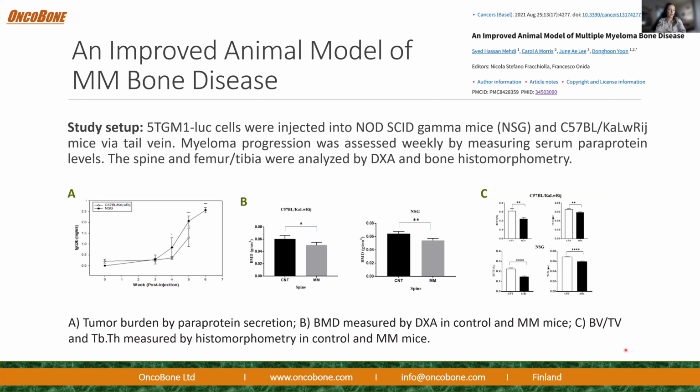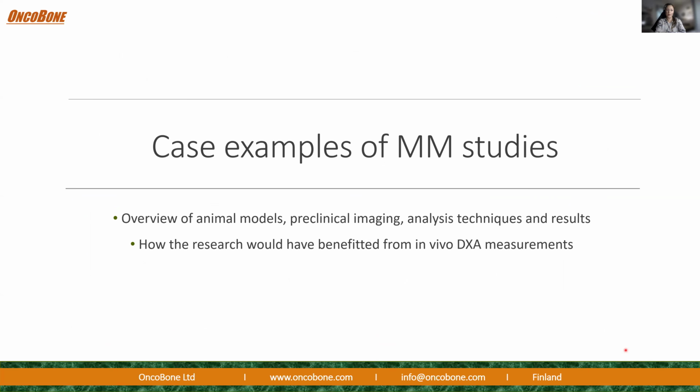But this is also a good example to show that it is really important to understand and know what kind of mice you are using in the studies, because they have a lot of differences, for example, in their bone content as a default. So it's good to understand what kind of mouse strains you are using and for what purpose.